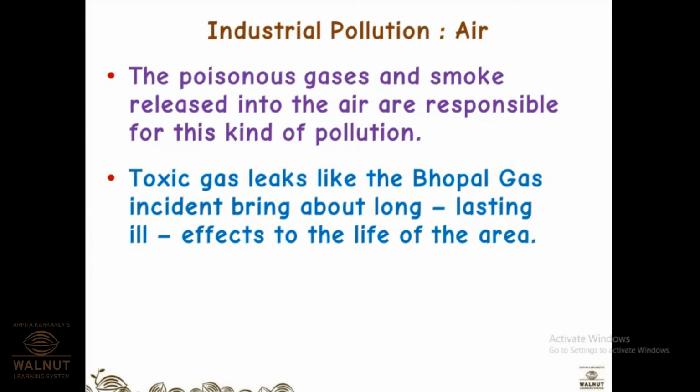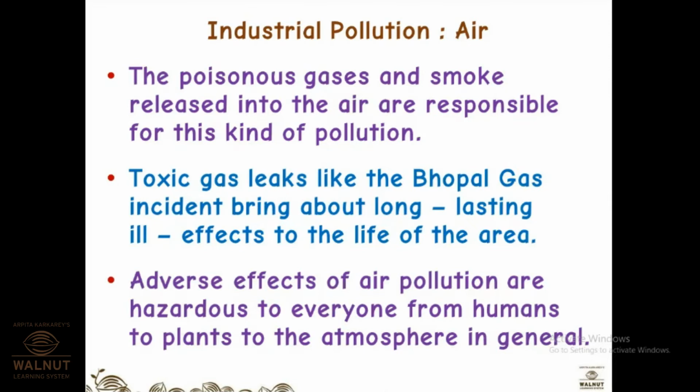So majority of the times it is better that industries are located outside of the cities, main cities, especially industries related to chemicals, because their harmful effect is much, much more as compared to any other industry. So they have to be placed outside the city, and the industrial waste should be treated well enough before discarding it. So adverse effects of air pollution are hazardous for everyone, not just humans, but also to animals and plants.